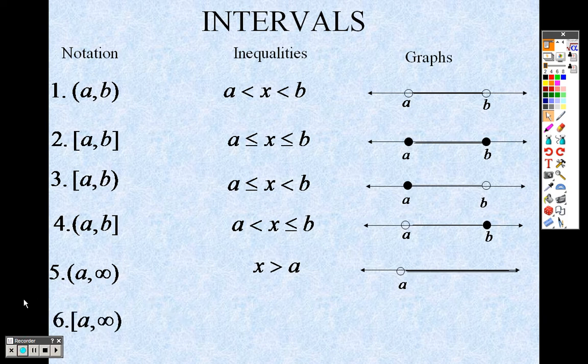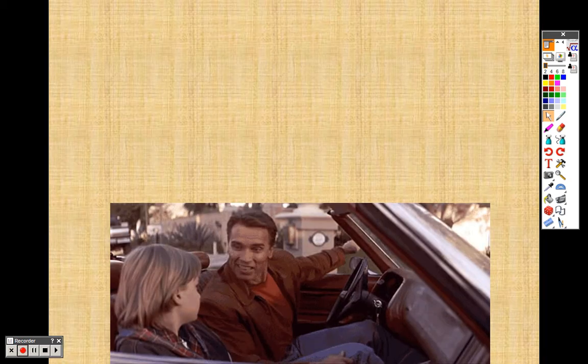Number 6 is a closed bracket at A to infinity. So closed bracket, notice how it's identical. It's the same except this is greater than or equal to. And since it's or equal to, that's why this right here is a squared off bracket. So when I go to do it, it's the same exact graph, except it's filled in at A, and it goes on to infinity.